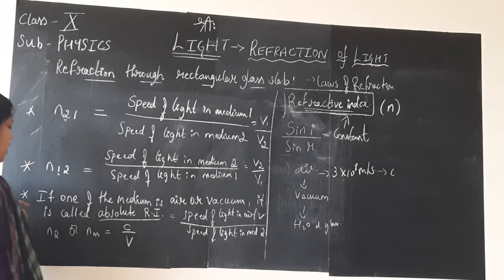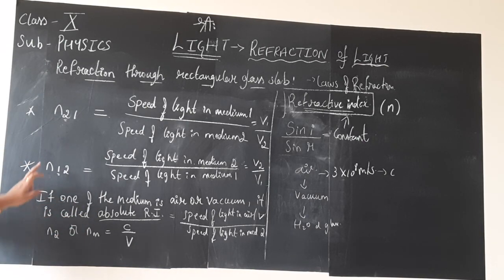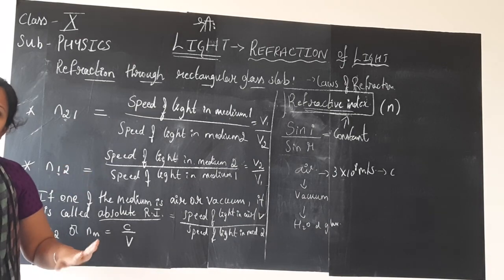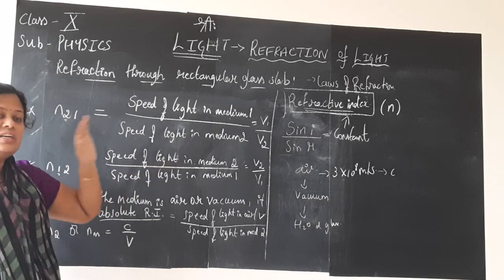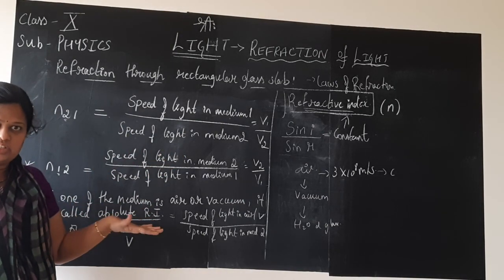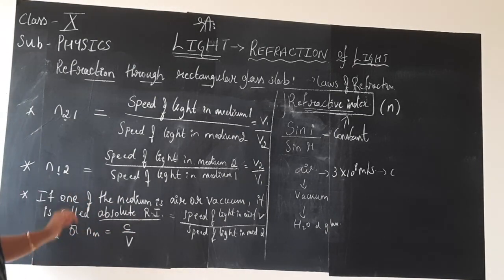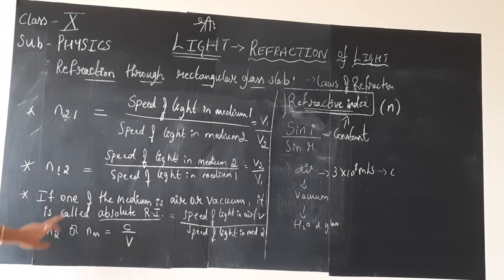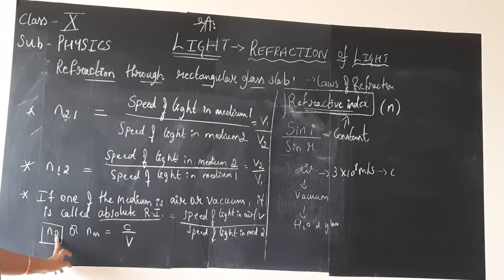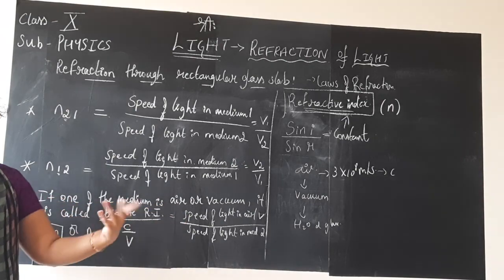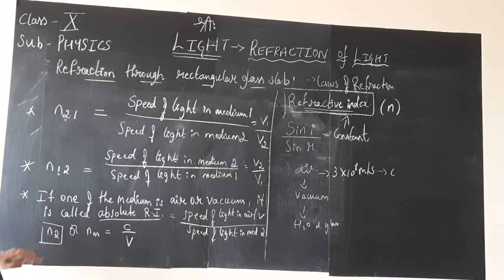So in absolute refractive index, we cannot say n12 or n21. Why? Because, of course, the first medium in the numerator is always air or vacuum, it is fixed. That is called absolute refractive index. So we do not represent it as 2 1 or 1 2. Instead we represent only as n2. Why n2? We are finding out with respect to the second medium only. N is refractive index, with respect to the second medium we are writing. Where is medium 1? We know medium 1 is air or vacuum, so you need not mention it. That is the reason we write only n2.